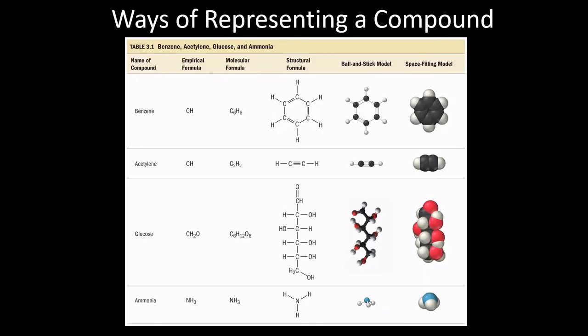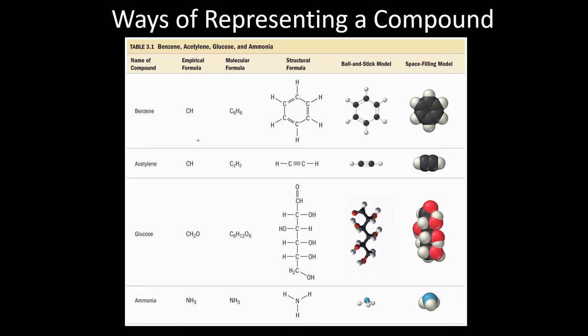Okay, and so then here, just to summarize the differences, molecular formulas give you the atoms that are present and how many of them there are. Structural formulas give you the way that the atoms are bonded together. Ball and stick models are pretty much the same as structural formulas, only they actually show spheres as the atoms instead of the symbols. And then the space-filling model is the most true-to-life form of the structure.